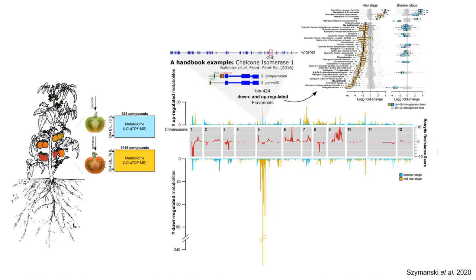For example, we saw immediately a handbook example of Chalcone isomerase 1, for which the introgression of the Chalcone isomerase 1 from Solanum pennellii to the Solanum lycopersicum background resulted in a significant downregulation of many of the flavonoid compounds. So here I highlighted some of the compounds that form this large peak, with the relative expression comparison to the control. We see that many of them are downregulated. Some of them have known names, some of them are putative.